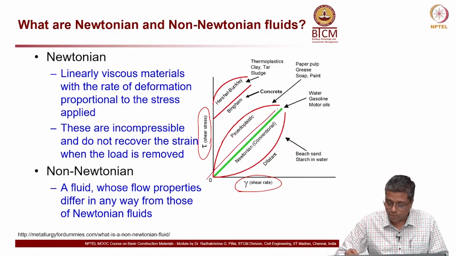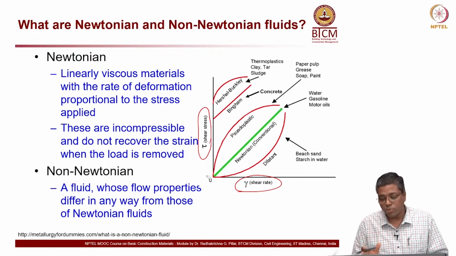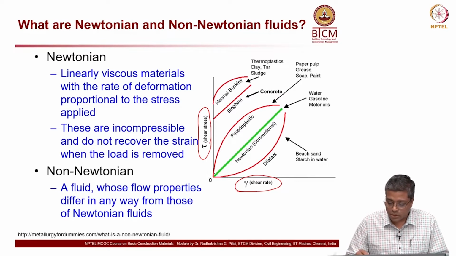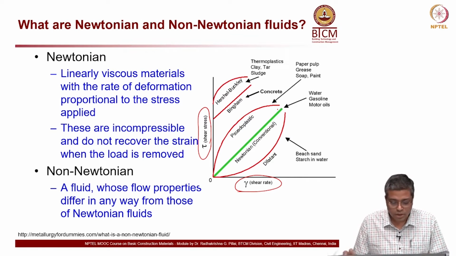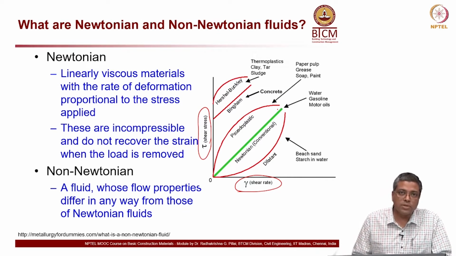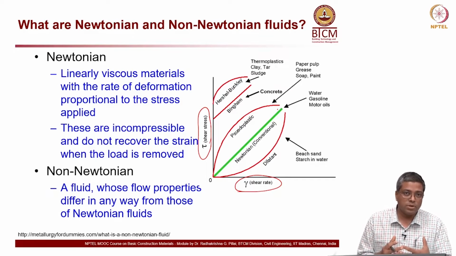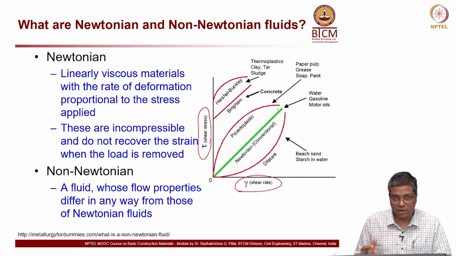On the green line, the shear stress is proportional to the shear rate, or strain rate, like we discussed earlier. There is a proportionality constant, and that is a Newtonian fluid. One example is water. These are linearly viscous materials with the rate of deformation proportional to the applied stress. They are incompressible and do not recover their shape once deformed, even after the load is removed, because we are talking about plastic deformation and not elastic deformation.